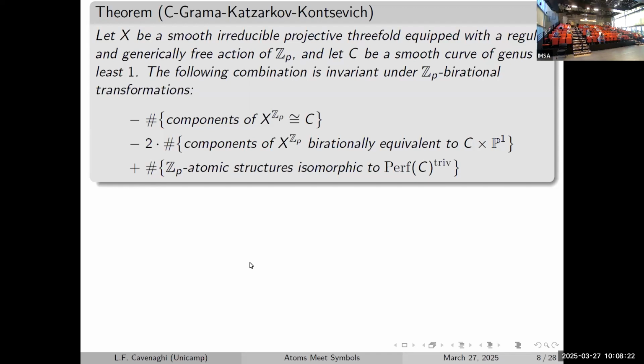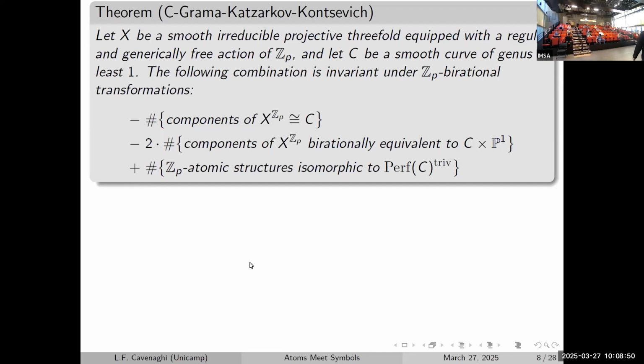And you count the number of surfaces appearing in your fixed point set that happen to be birationally equivalent to C cross P^1. All right? And there is this mysterious part here, the Z_p atomic structures isomorphic to perfect complexes with integral functions. I'm going to make sense of this quantity throughout the talk.